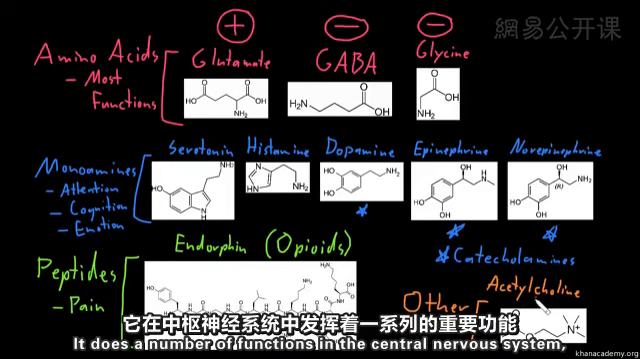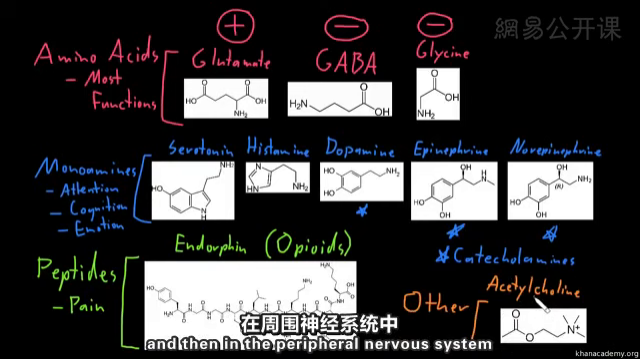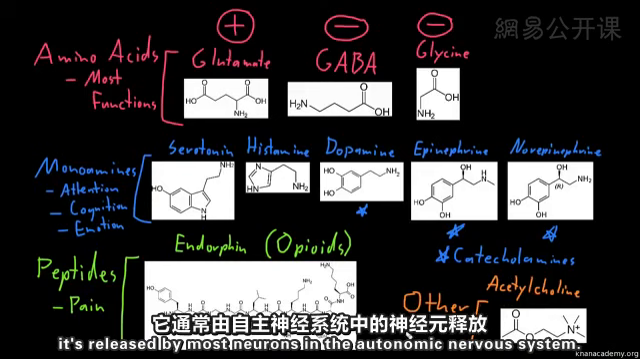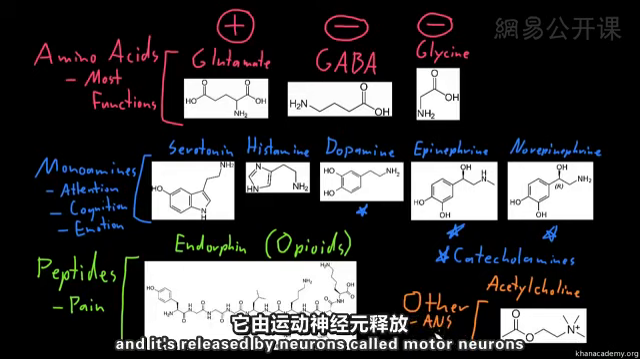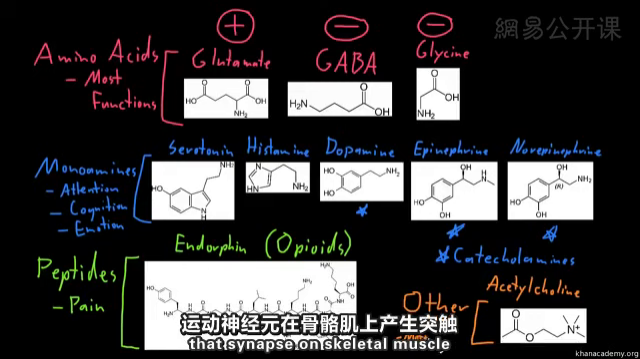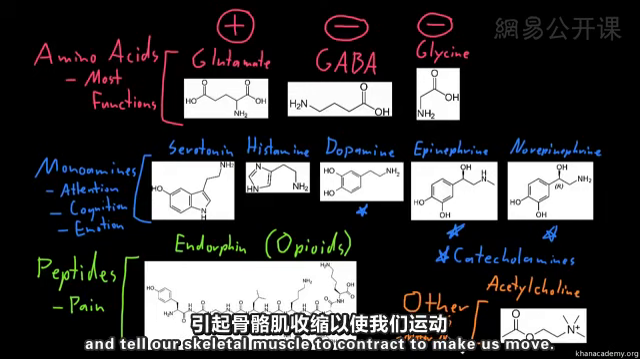It does a number of functions in the central nervous system, and then in the peripheral nervous system, it's released by most neurons in the autonomic nervous system. Let me just write ANS for autonomic nervous system. And it's released by the neurons called motor neurons that synapse on skeletal muscle and tell our skeletal muscle to contract to make us move.